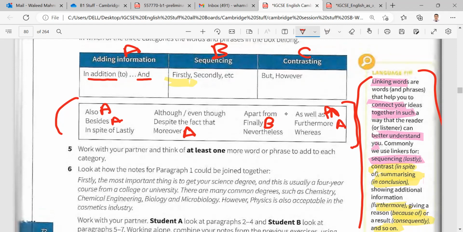In spite of, lastly. No. No, let's wait, it's so contrasting.